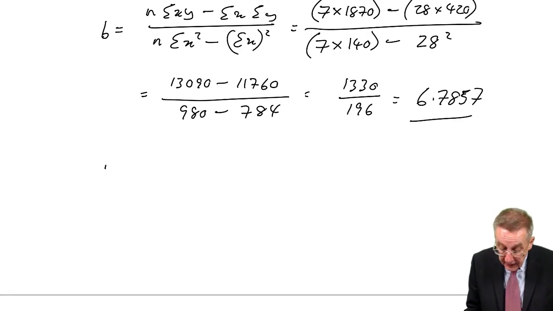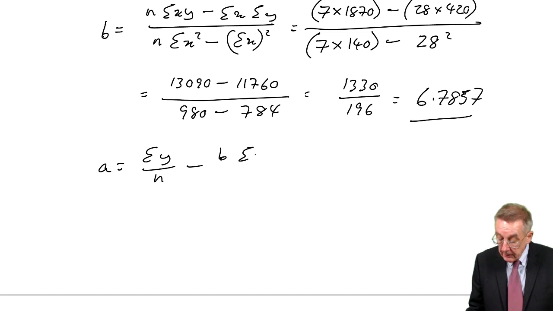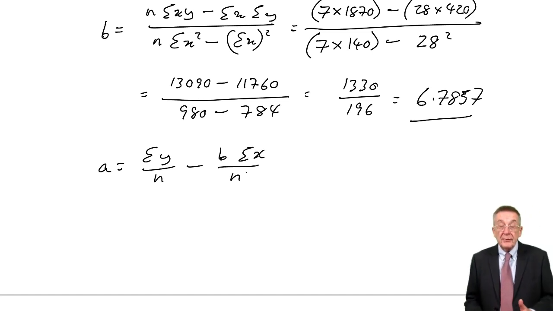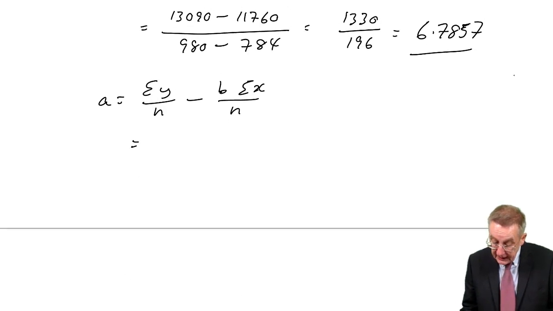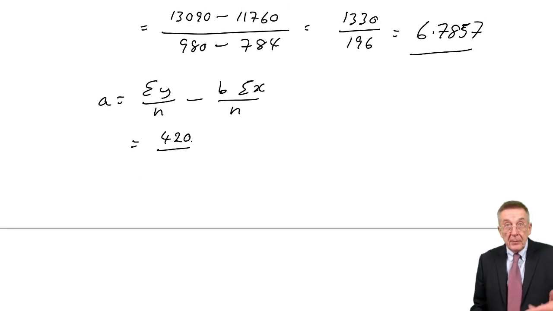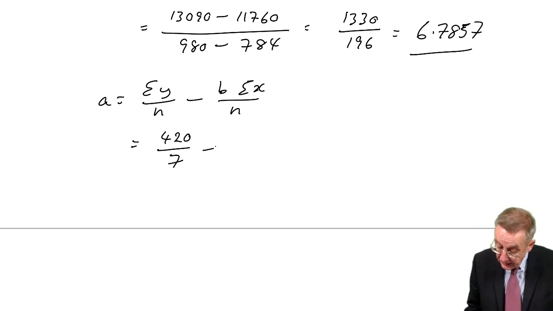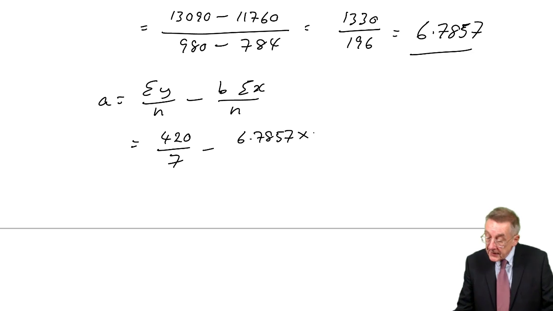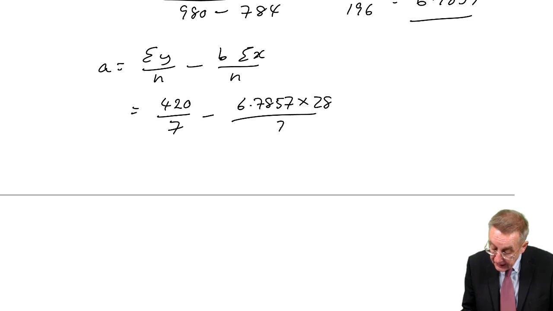Having got B, now we can use the other formula to get A. A is sigma y over n minus b sigma x over n. Again, you are given the formulae in the exam, which is what? Sigma y is 420, n, the number of pairs of observations, is 7, minus b, which we've just calculated, 6.7857, times sigma x, which is 28, again divided by 7.